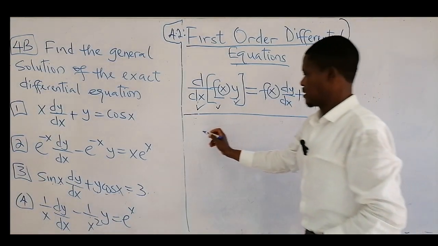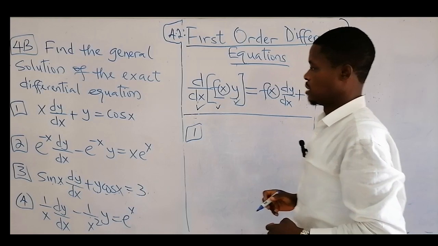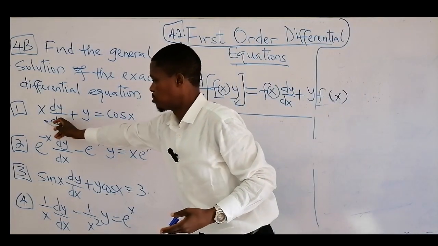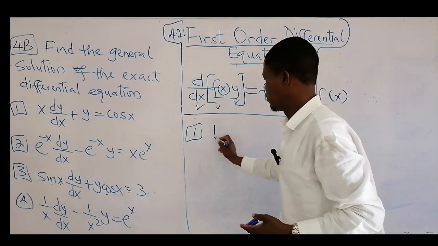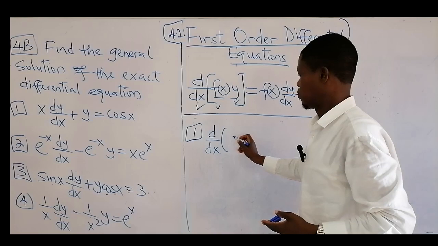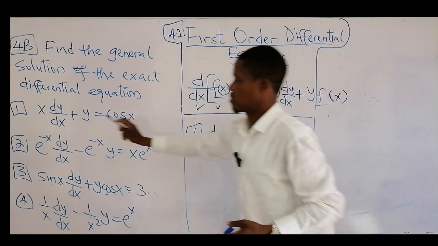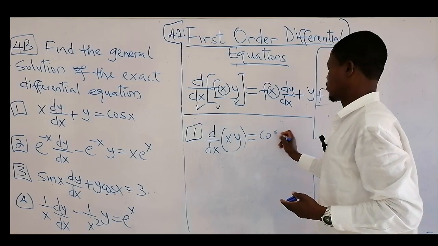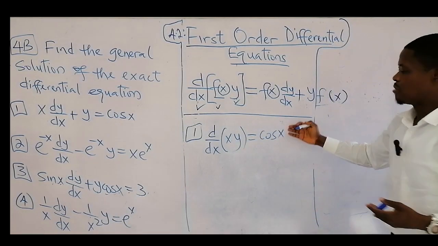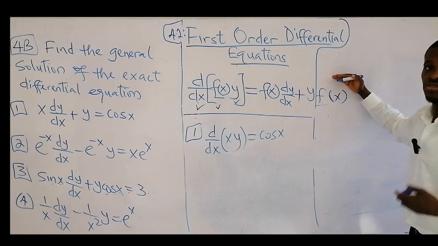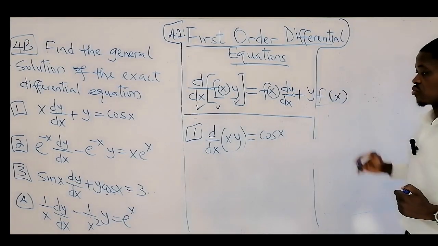For question one, the left hand side is a product of two functions. So that will give us d/dx of the two functions, which is d/dx of xy, equal to cos x. So we have established the general approach to solve exact differential equations.